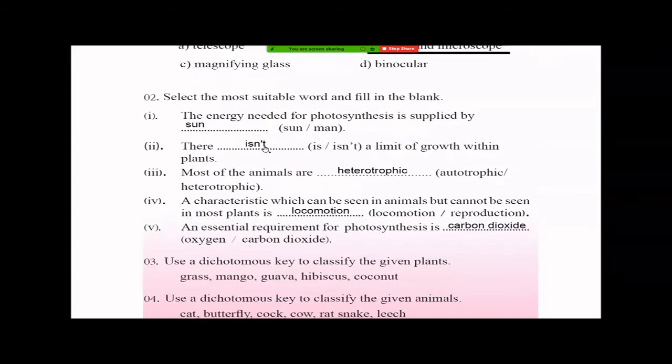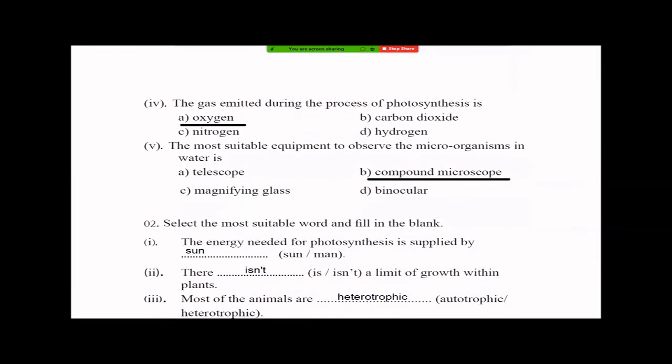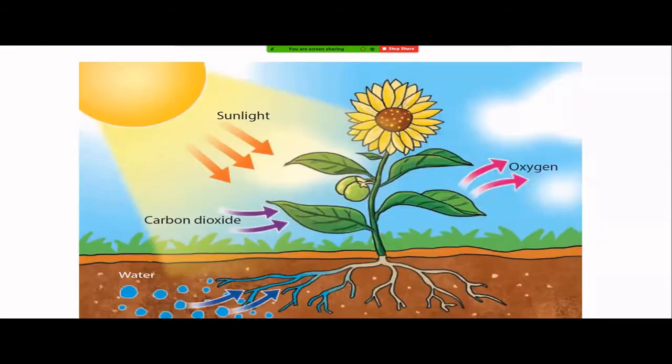Next one. The gas emitted during the process of photosynthesis. Hope you remember, in photosynthesis, what were the things it needed? Sunlight was taken, carbon dioxide was taken, right? Water was taken from the roots, and plants produce their own food, plus oxygen is released, right? So this is like the opposite of respiration.